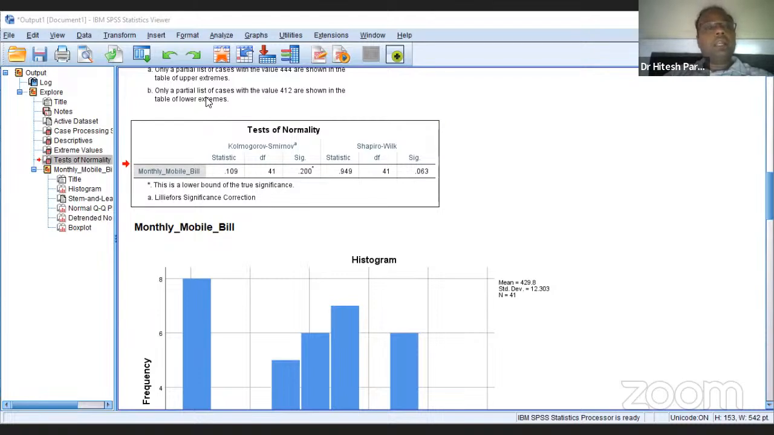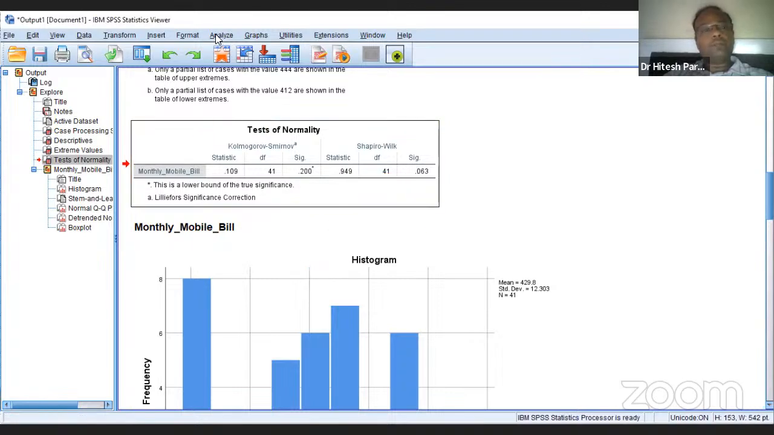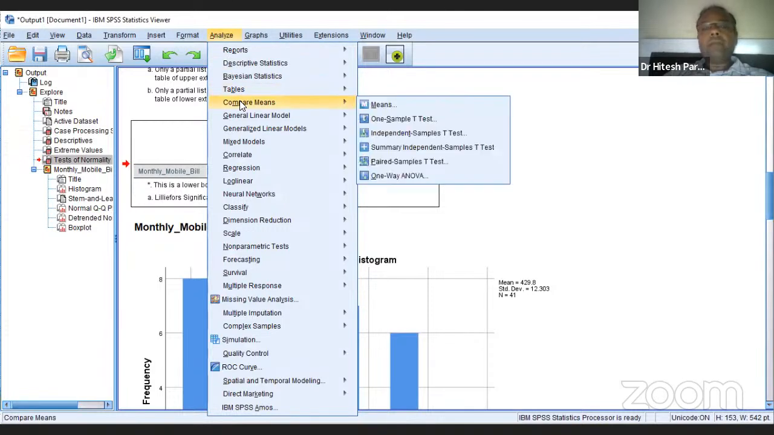Okay. Now, after confirming the data is normal, we can go for the independent sample t-test. So let us go for it. To apply the independent sample t-test, click on Analyze, Compare Means, and Independent Sample t-test. Analyze, Compare Means, and Independent Sample t-test.